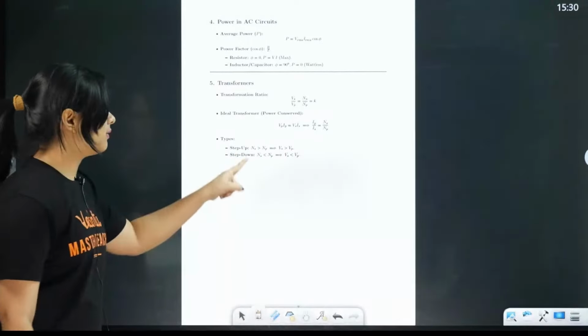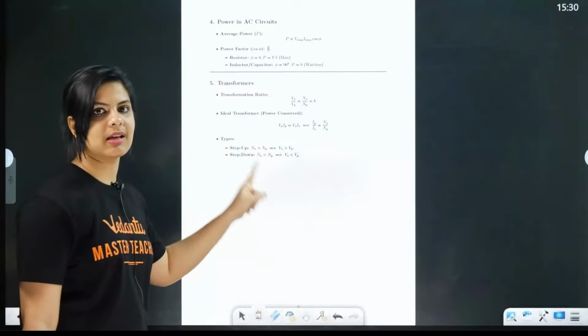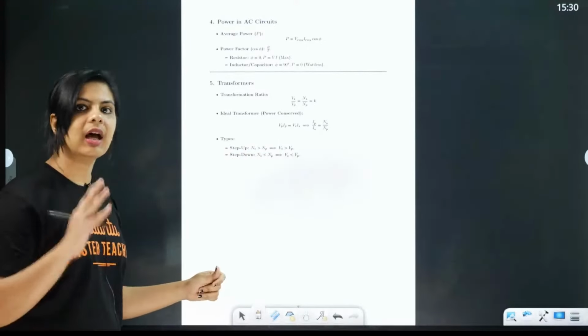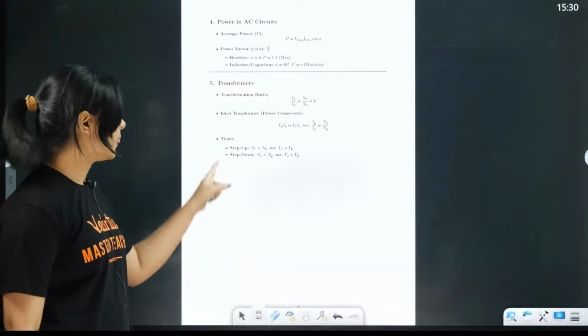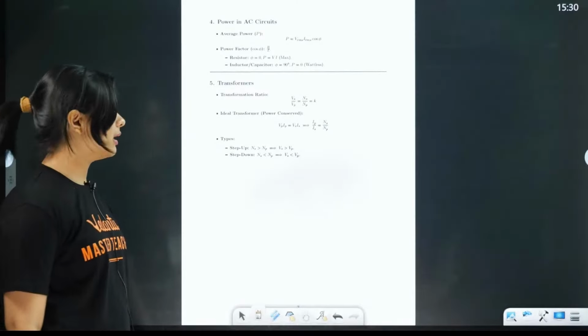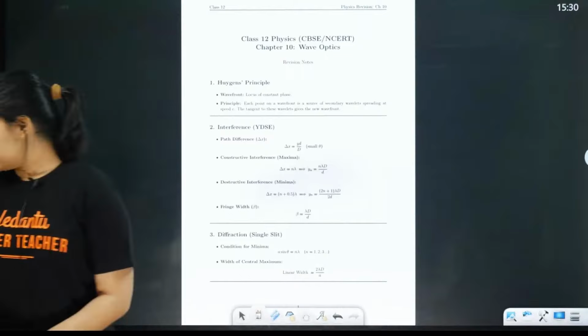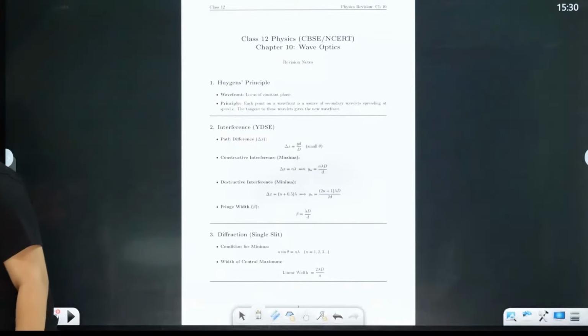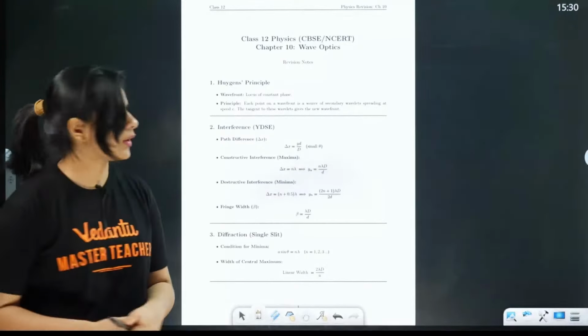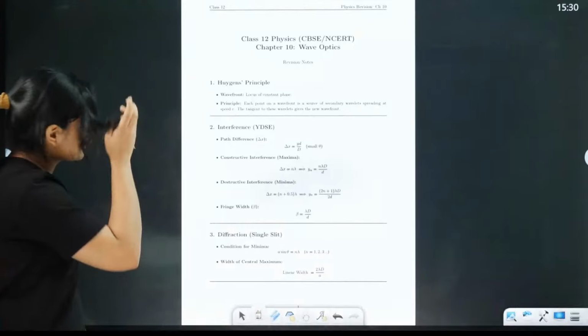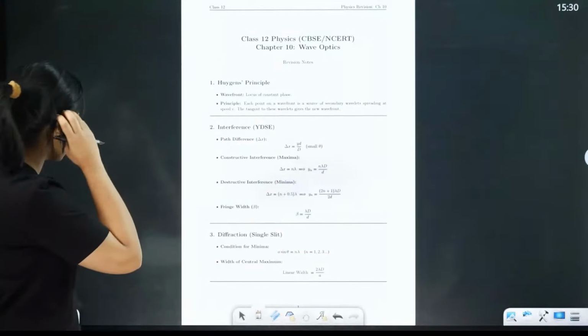Next, in a step up transformer the number of turns in the secondary will be more, because we need more voltage in the secondary. But in a step down transformer the secondary will have fewer turns. So next is wave optics. Let us go for wave optics. Ray optics is at the last, so we can discuss it later.